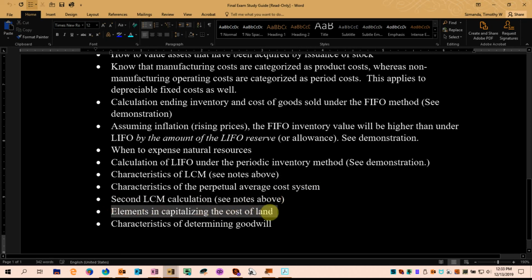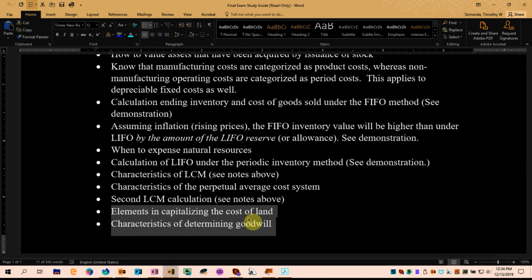Be sure to include everything that it requires or that's involved in getting the land ready for its intended use. When you capitalize land, for example, if you have to take down a building to get the land ready for its use, that would be included in the cost of the land. Any closing costs that are involved in purchasing the land would be included in the cost of the land.